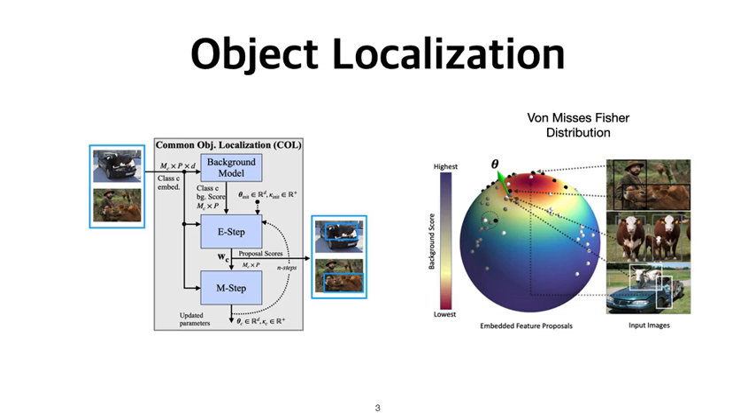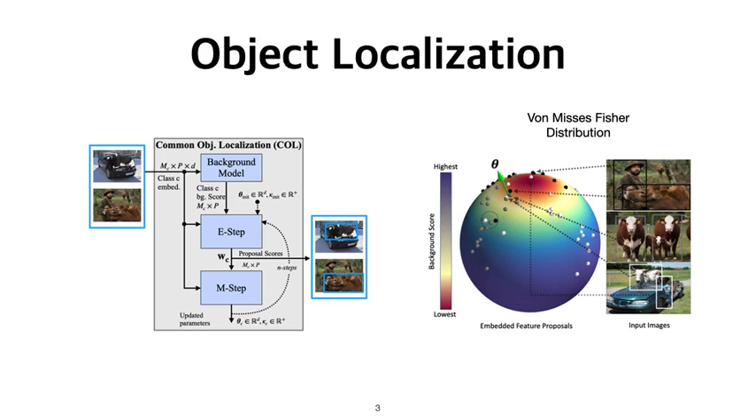To solve this problem, we first localize common objects among support images with the same image level label. The Common Object Localization module is run separately on the images from each of the novel classes. For a novel class C, the input to the Common Object Localization module is a set of normalized feature vectors from the images of class C.